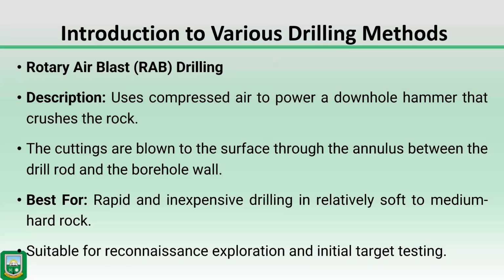Now let's look at rotary air blast drilling, which is in short called RAB drilling. It uses compressed air to power a downhole hammer that crushes the rock. The unique thing about this particular drilling method is that it uses compressed air, and the work of the compressed air is to power a downhole hammer to crush the rock.